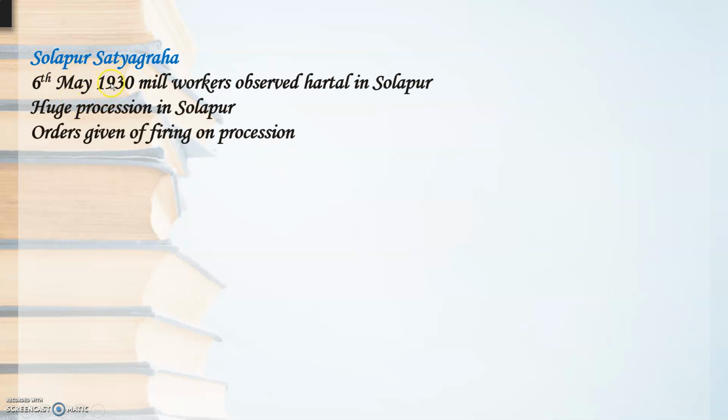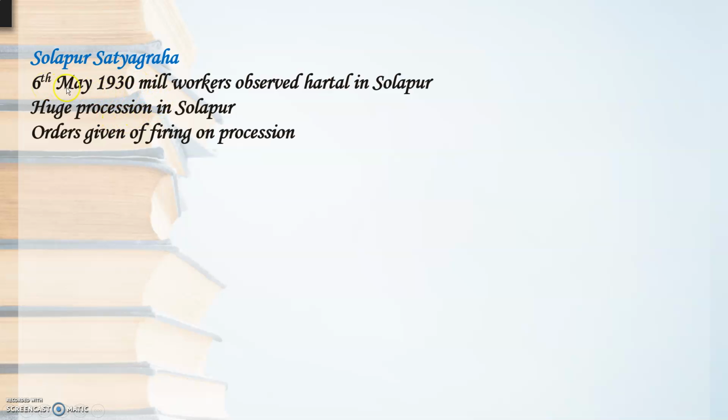Solapur Satyagraha. On 6th of May 1930, mill workers observed Hartal in Solapur. A huge procession in Solapur took place and orders were given to fire on the processions. Now people all over India were following Mahatma Gandhi's way of Satyagraha.